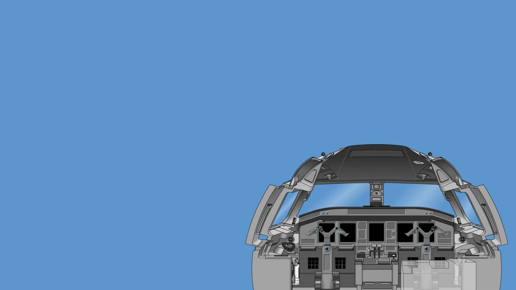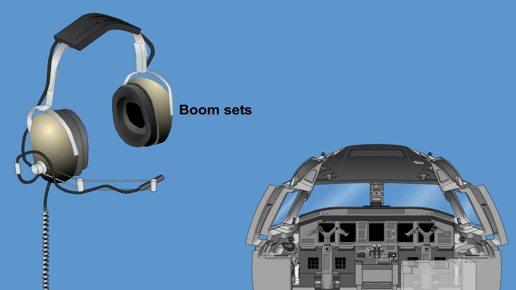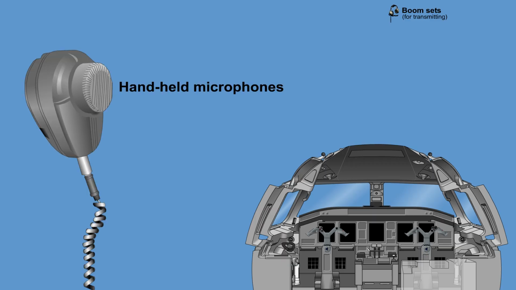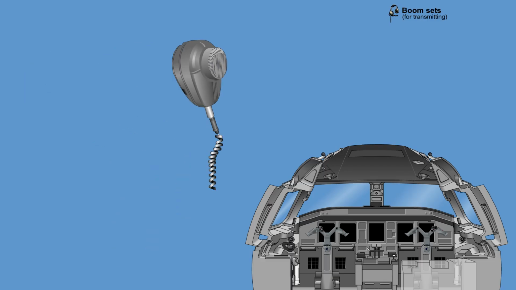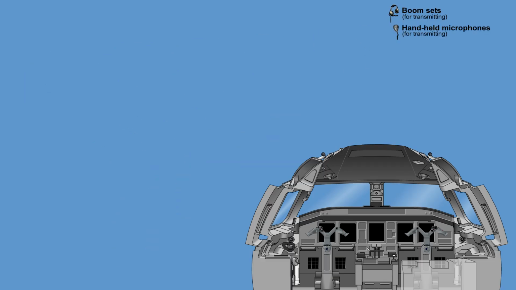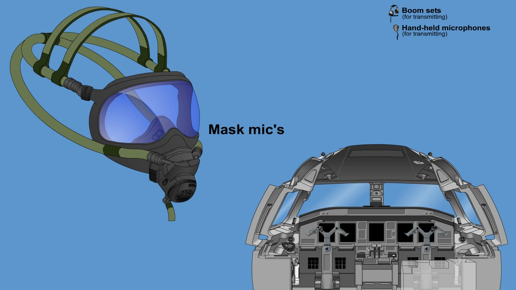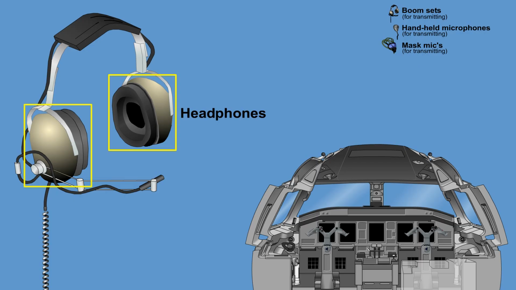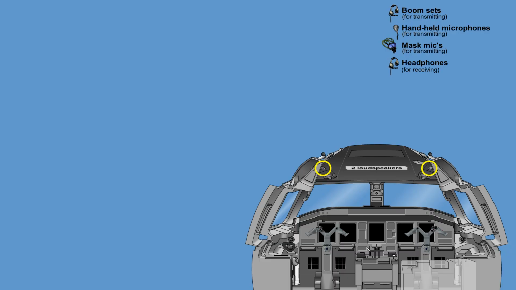For transmitting, there are boom sets, handheld microphones, and mask mics. For receiving, there are headphones and 2 loudspeakers.